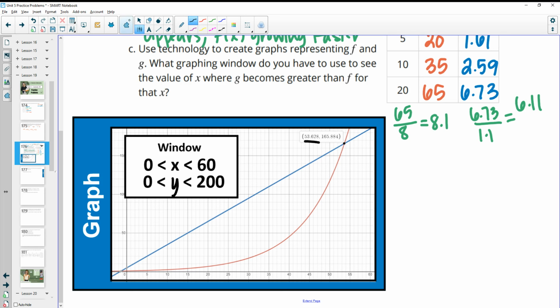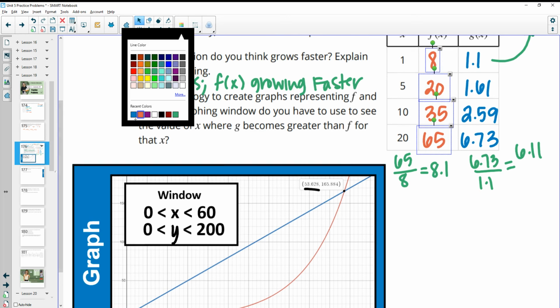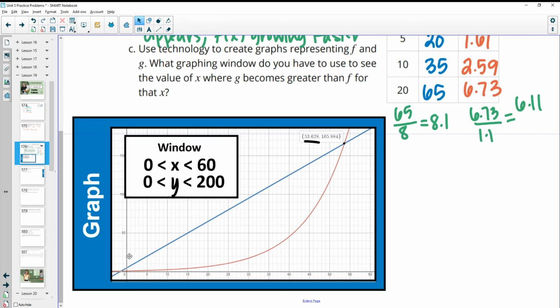And I kind of did this poorly because on here it looks like this is the blue graph. So I probably should have done this as blue to match the graph, and then this as orange to match, so we can kind of see. But this is the linear one. And then when does the exponential one surpass it? And that's at about 53.